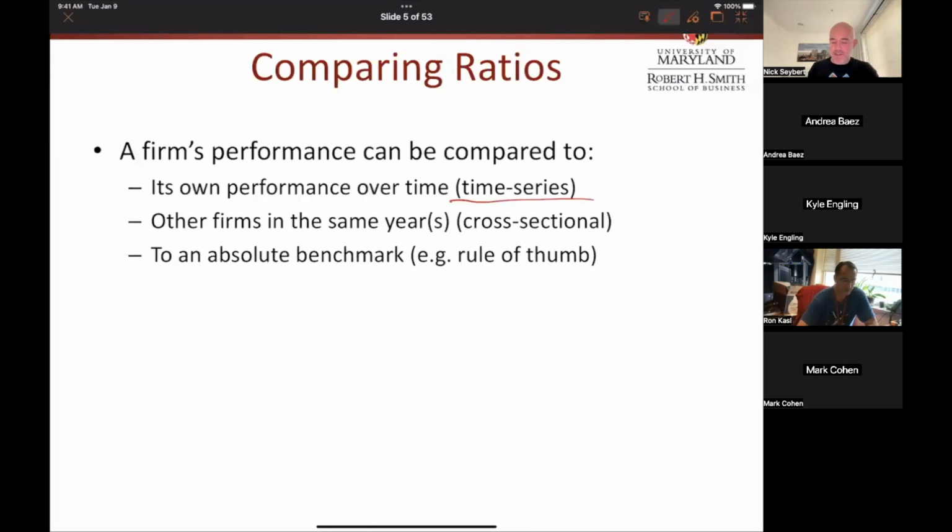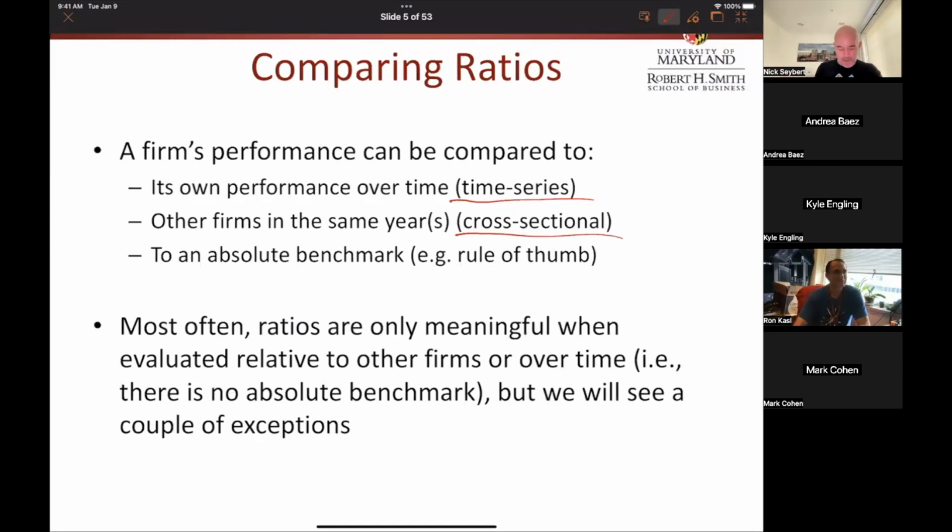You can do time series comparison, where you look at the firm over time. Like, what's the trajectory? Is it getting stronger? Is it getting weaker? You frequently compare competitors or peer firms in the same years. That will be called cross-sectional comparison. And then sometimes for a couple of ratios, you might have some kind of rule of thumb, like, oh, it should be at least one. There aren't many ratios like that, but we'll see a couple.